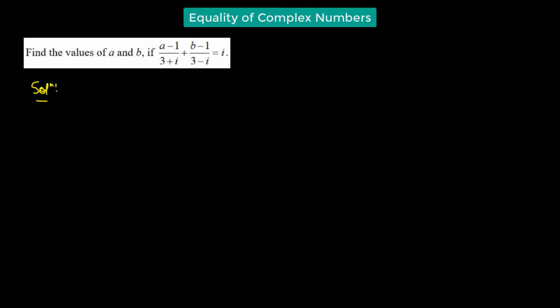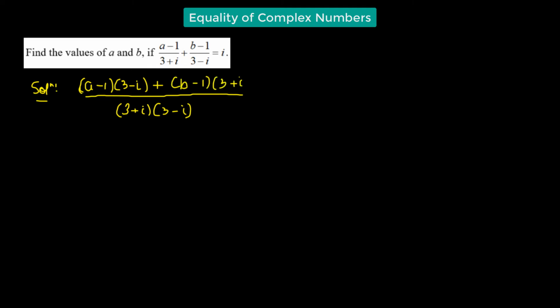So we multiply the denominators, so that would be 3 plus i multiplied by 3 minus i. We are using the butterfly method to multiply the two fractions. We take the diagonal elements, which are a minus 1 and 3 minus i, and multiply them together, and add it to the product of the other diagonal elements, which is b minus 1 times 3 plus i, and this value is equal to i.